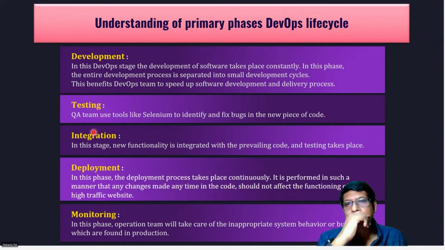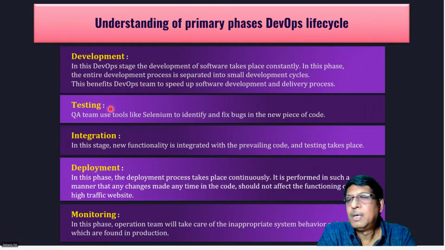So the QA team uses tools like Selenium or JUnit. Selenium is a very fantastic automation tool to identify and fix bugs in the new piece of code. So they have a very good tool. Nobody can challenge them now.